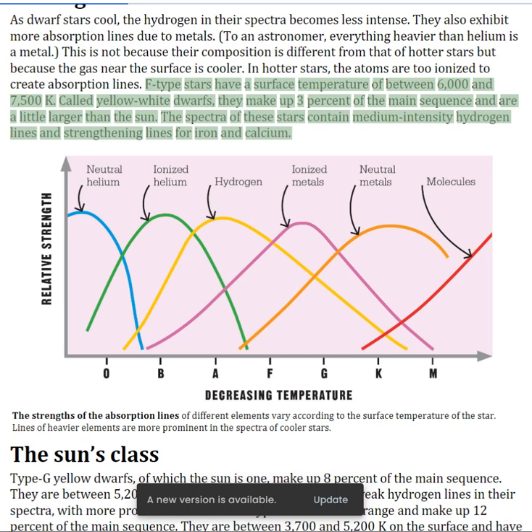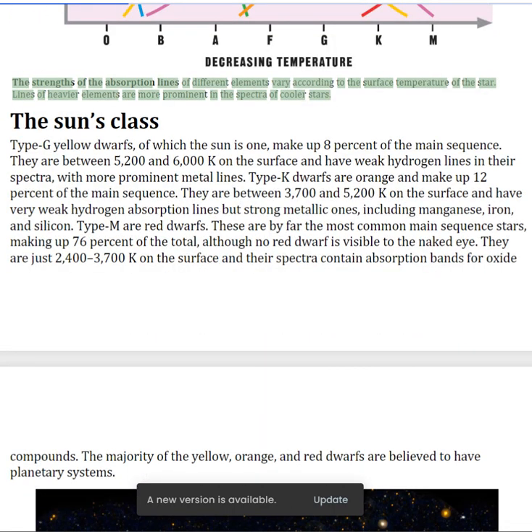F-type stars have a surface temperature of between 6,000 and 7,500 K, called yellow-white dwarfs. They make up 3% of the main sequence and are a little larger than the Sun. The spectra of these stars contain medium-intensity hydrogen lines and strengthening lines for iron and calcium. The strengths of the absorption lines of different elements vary according to the surface temperature of the star. Lines of heavier elements are more prominent in the spectra of cooler stars.